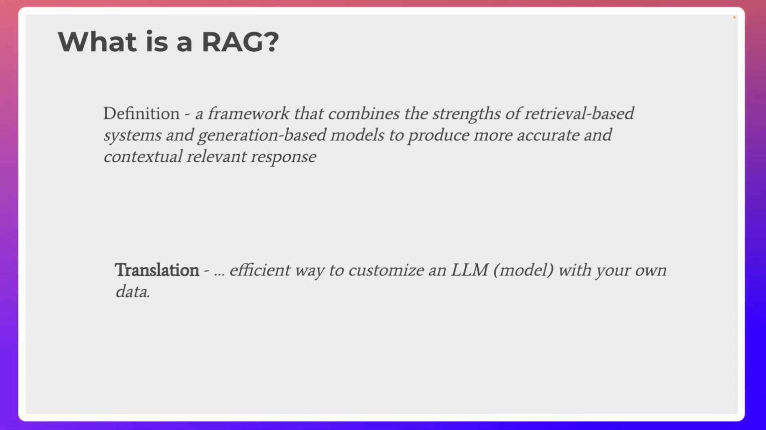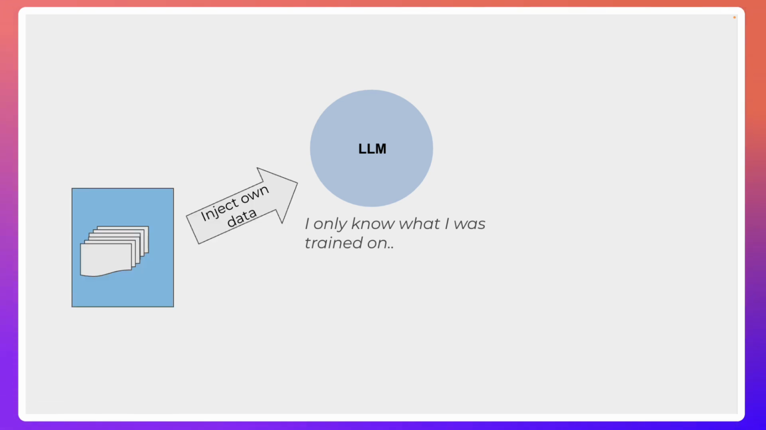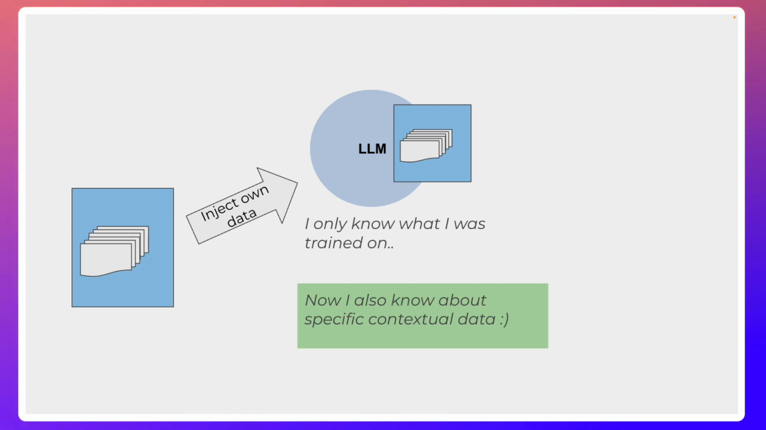Okay, that sounds great, but translating all of that, we would say it's an efficient way to customize an LLM, a language model, a large language model, with your own data. What that means is, as we know, a large language model like GPT and many others out there only know so much. So what we're doing is injecting our own data into this large language model so that it knows more than what it was trained on. Now the large language model is going to know about specific contextual data in addition to what it was trained on. Let's look at an overview of RAG.